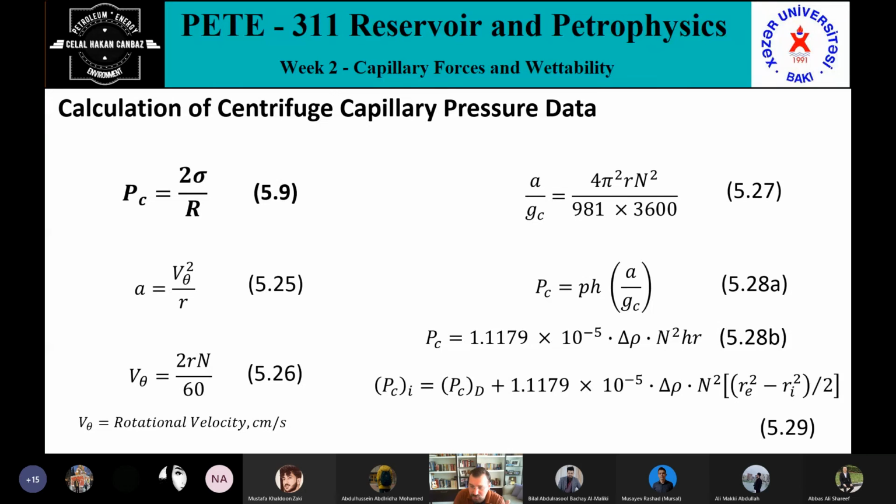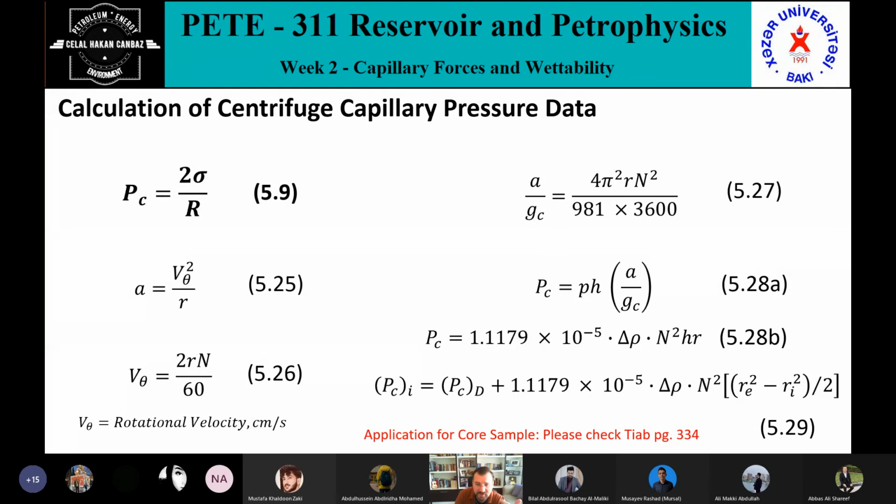if you would like to take it at a certain distance, actually, you can demonstrate it. For example, in a core plug, you can put the differences of your core as Re and Ri, Re and Ri, and you can modify your formula, as you can see in 5.29 as well. Okay. So these are generic formulas which show how the equipment makes your capillary pressure measurement actually.